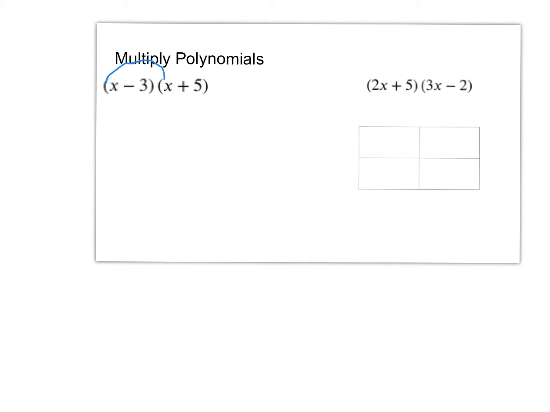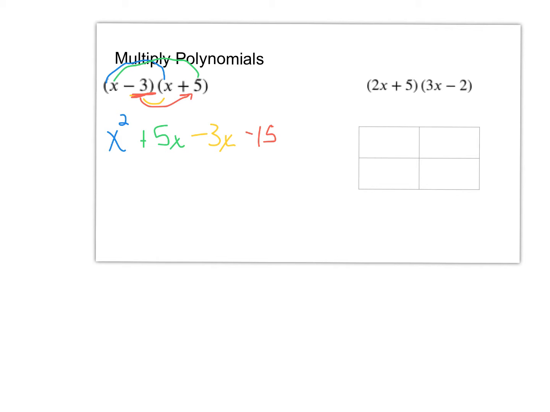So x times x is not 2x. Remember, x times x is x squared. Then we're going to do x times 5. Well, that's 5x. Now we do the underneath. Negative 3 times x is negative 3x. And then we have the negative 3 times positive 5, which is negative 15.